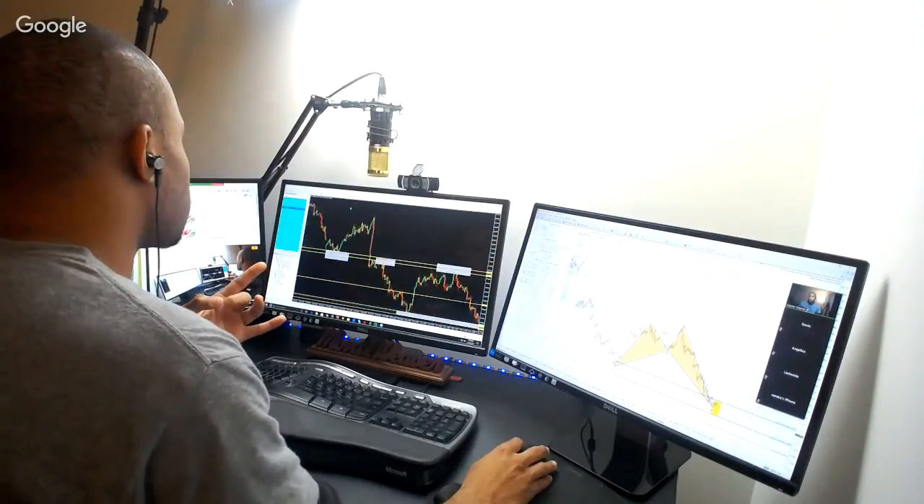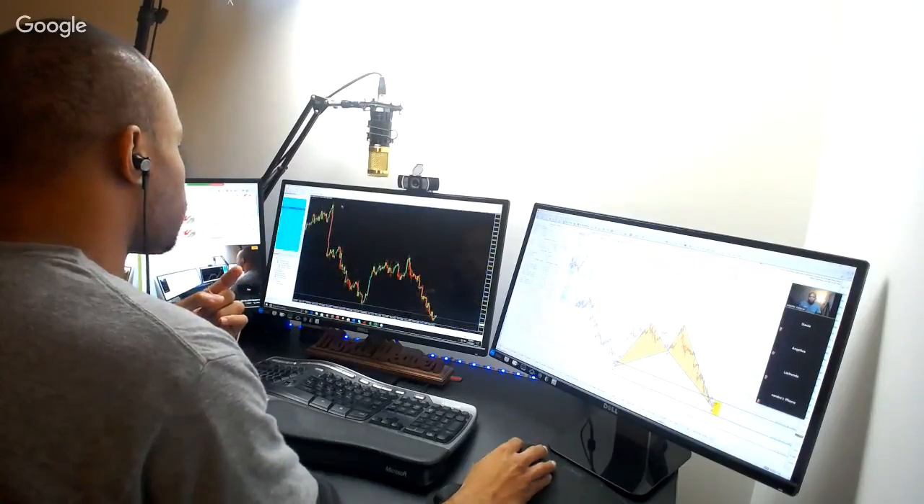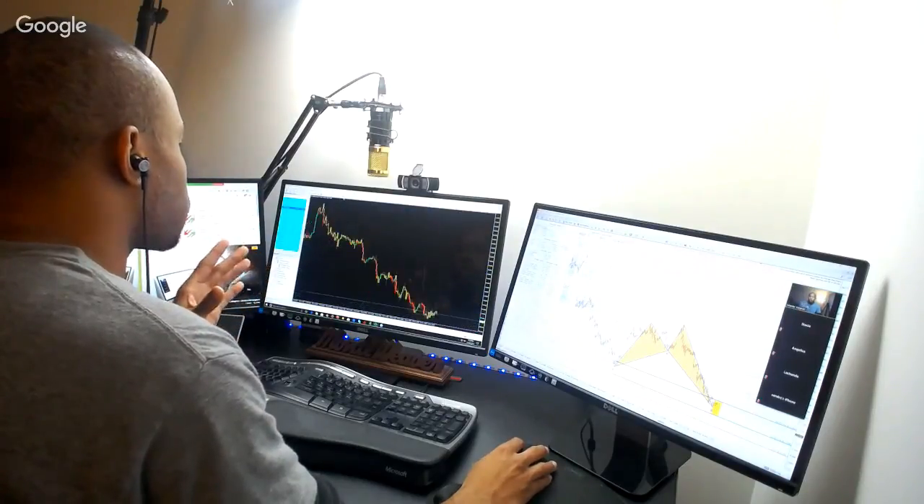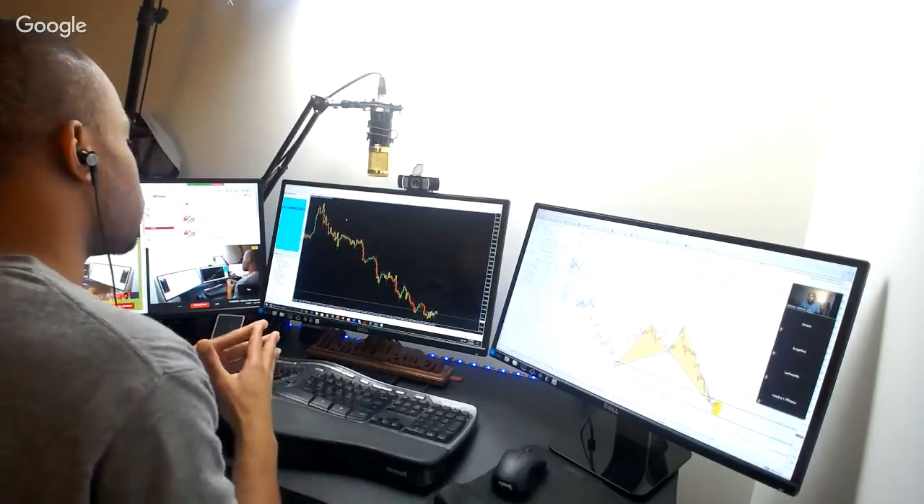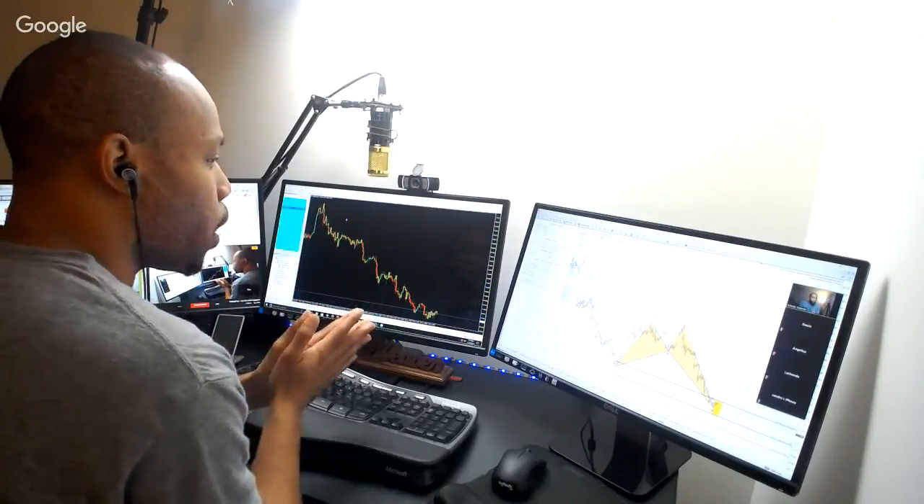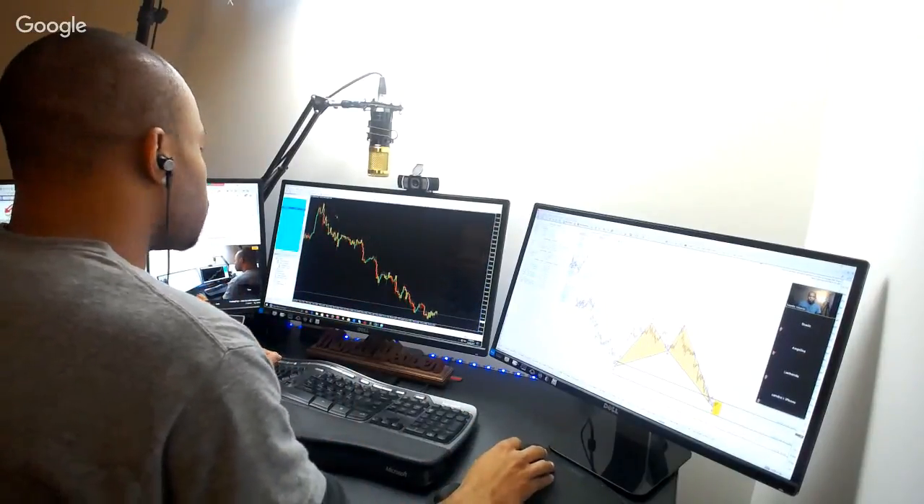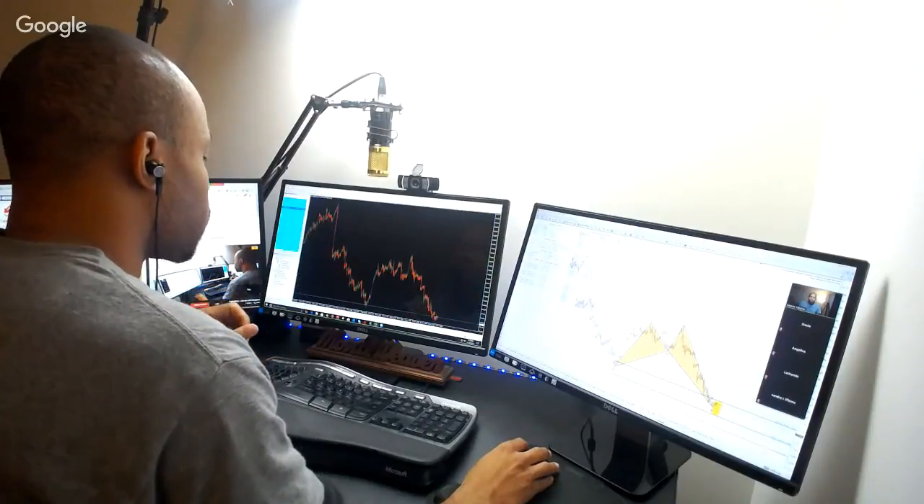So this is the NZD. Let me clean this up so we have a nice fresh chart here. This is the same exact thing we're looking at on MetaTrader 4. We're just looking at it on a clean chart. NZD JPY on the 1 hour. Okay. So the scanner tells us we can get in now, but we can do some more analysis.